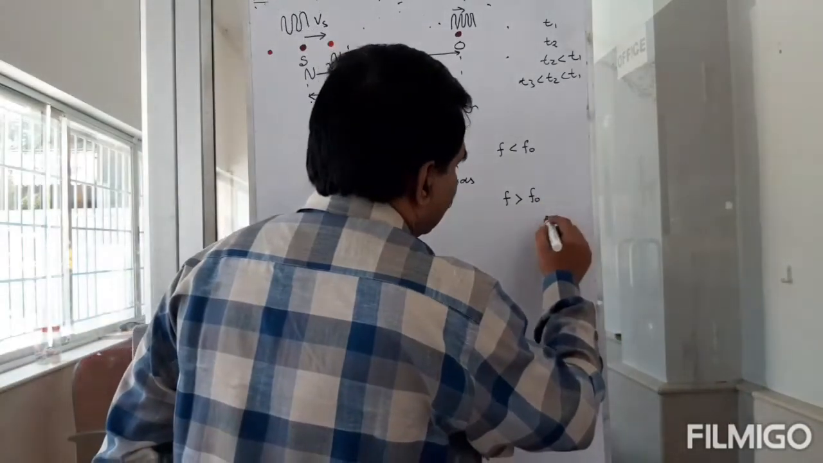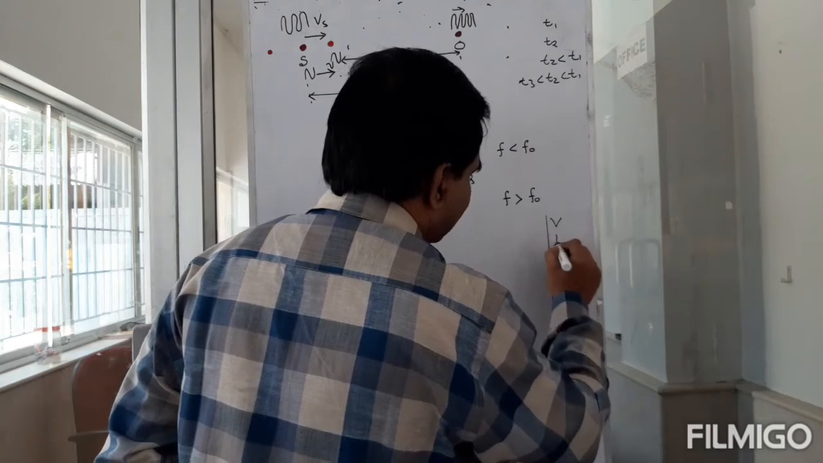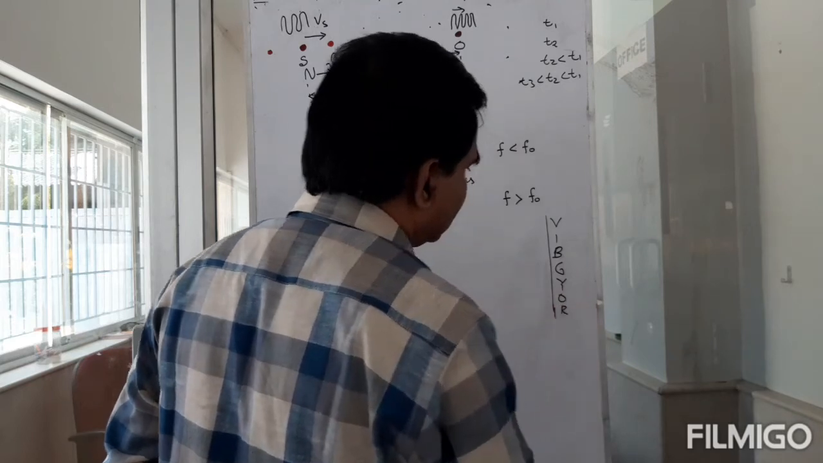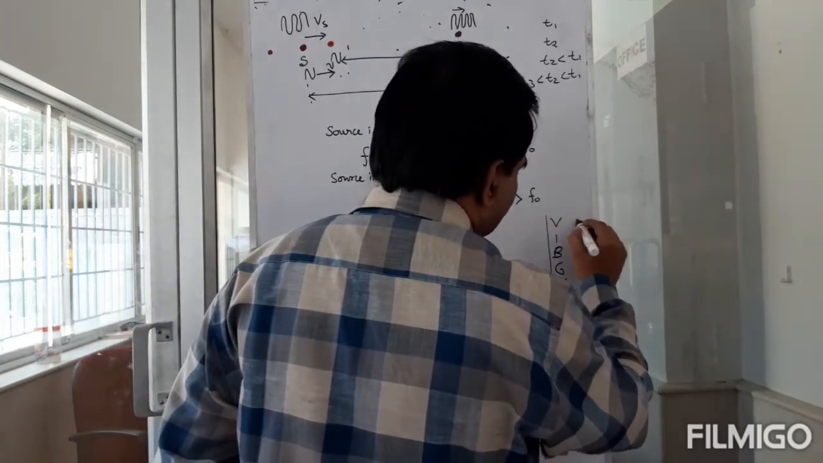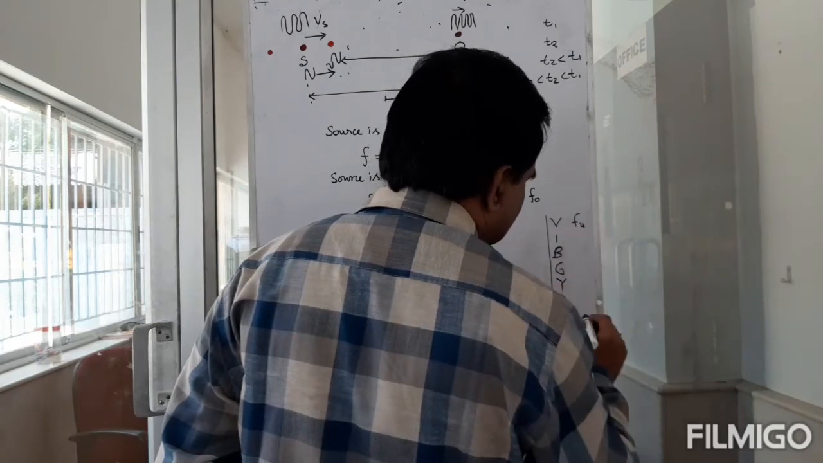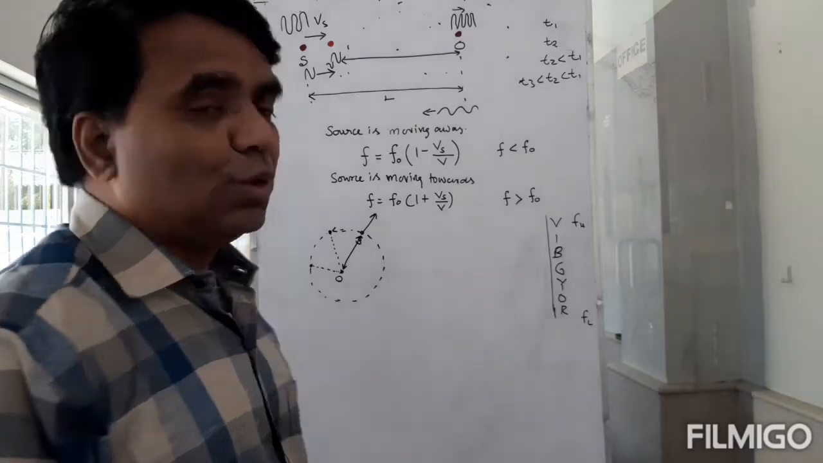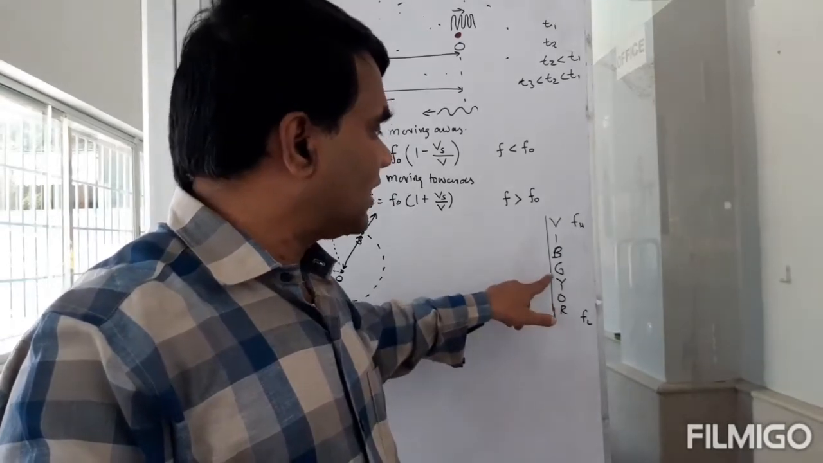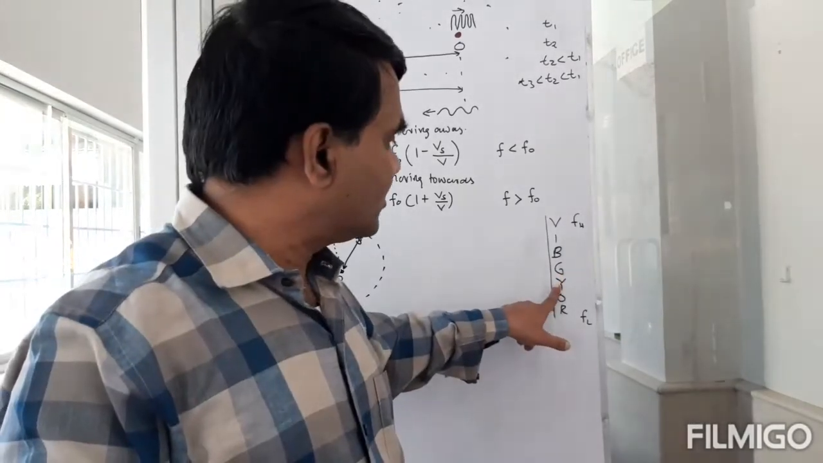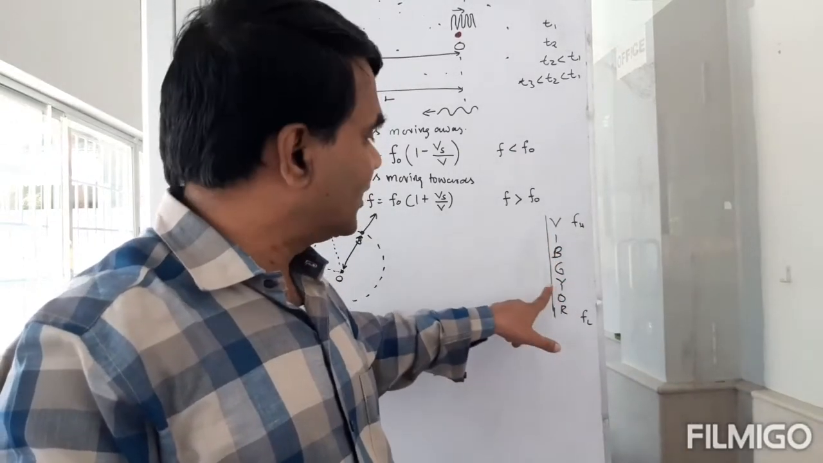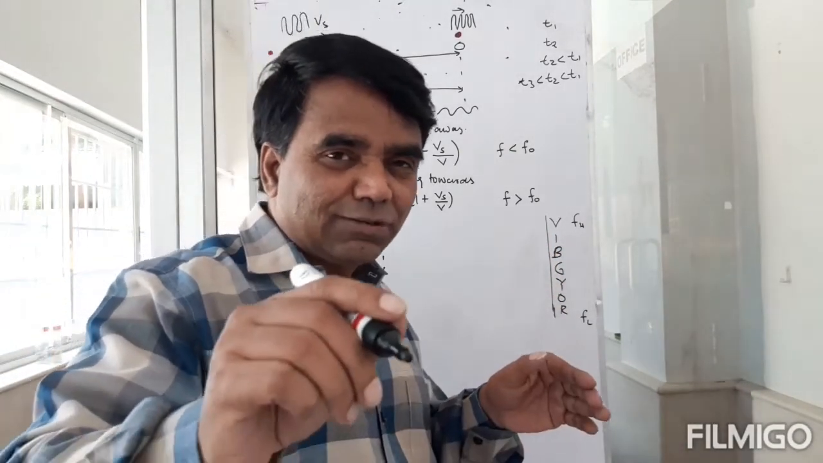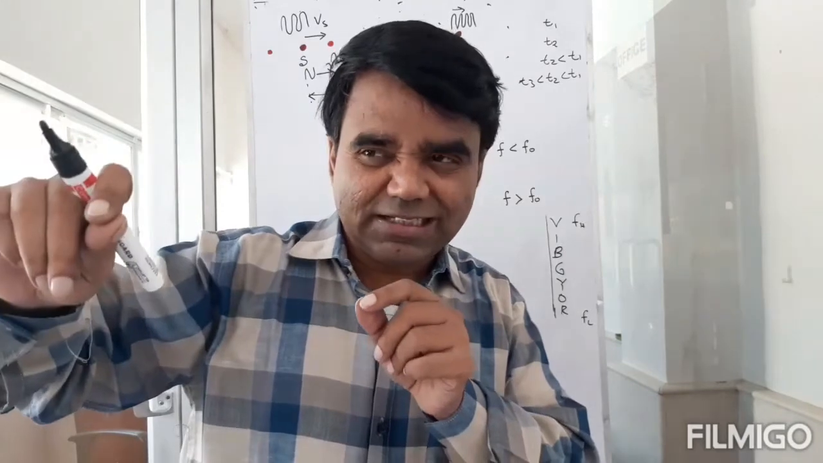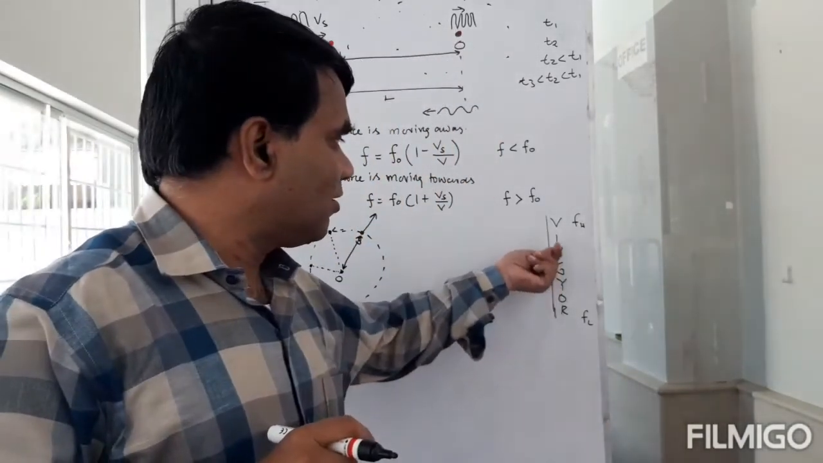For example, you see the colors, right? You have VIBGYOR. This end is the highest frequency, and this is going to be the low frequency, right? When the star is approaching you, all the colors will shift to a higher frequency. For example, if you look at the yellow light, even though the star produces yellow light, it will look like it's either green or blue.